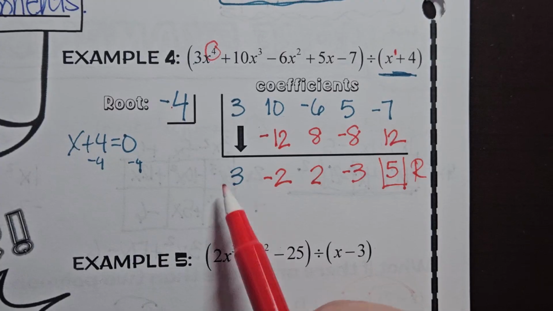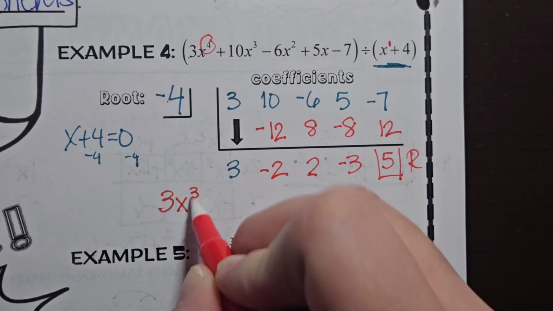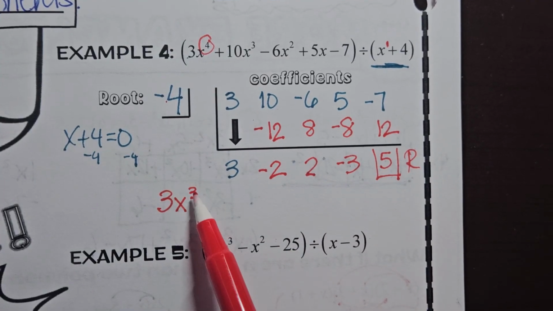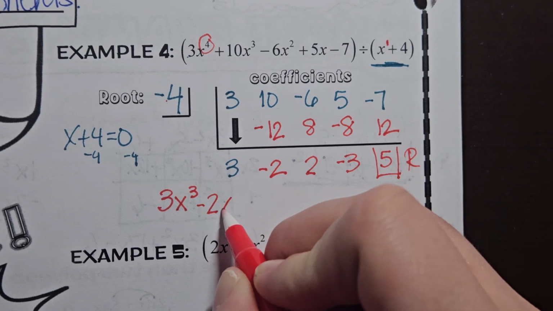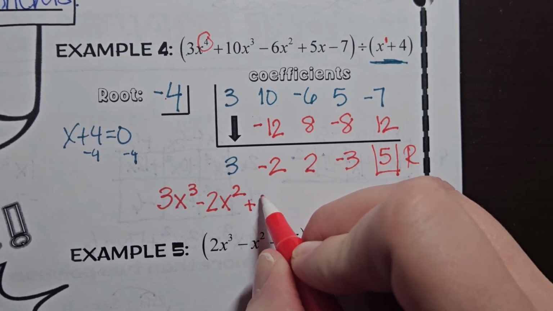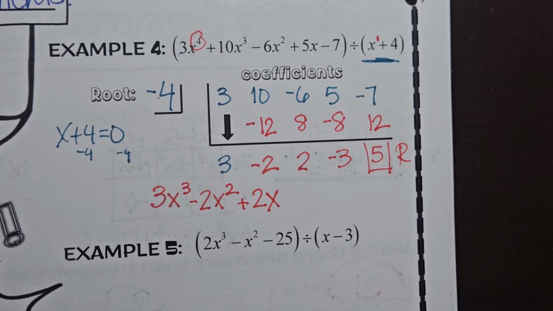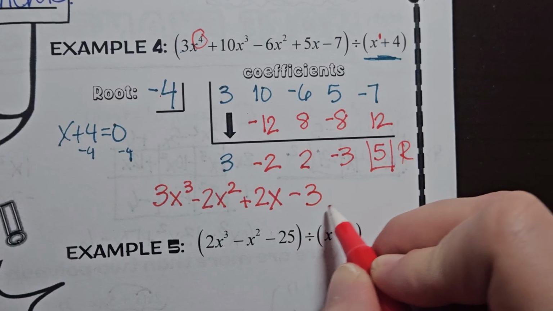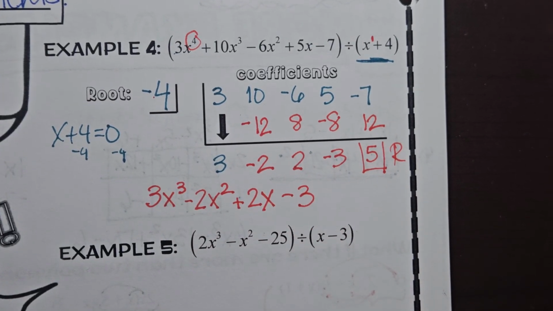So this is my leading coefficient 3, and I'm going to put an x cubed behind it, again because I'm going down 1 from where I started. So 3x cubed. The next coefficient is negative 2, and work your way down on the exponents, so now it's x squared. My next coefficient is 2, and the next exponent would be x to the 1, which we don't have to write. And then minus 3 would be x to the 0, which we don't have to write. So the exponents go 3, 2, 1, 0.